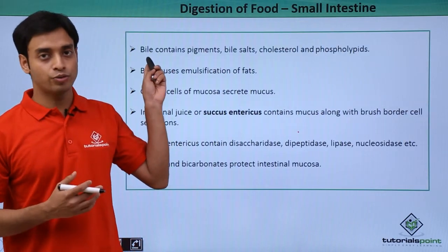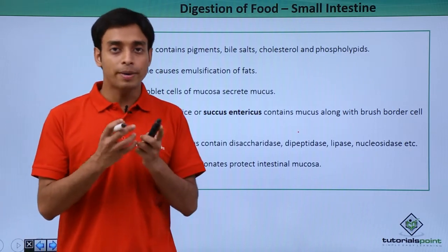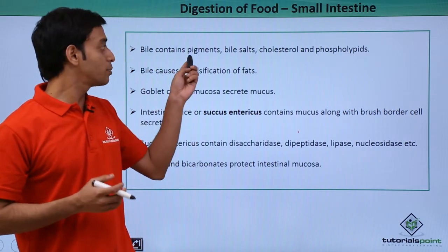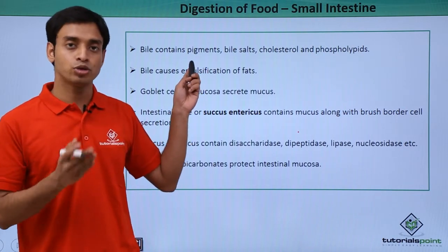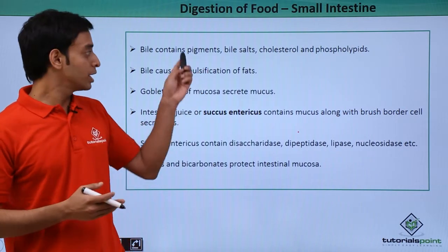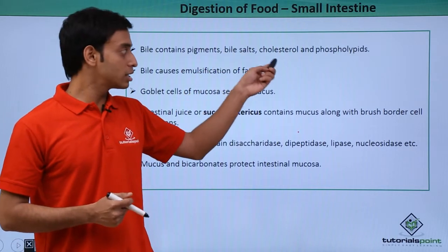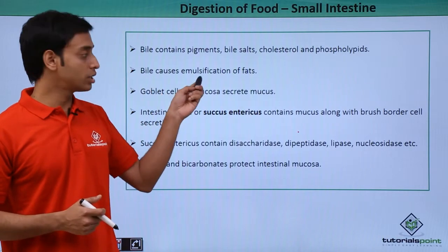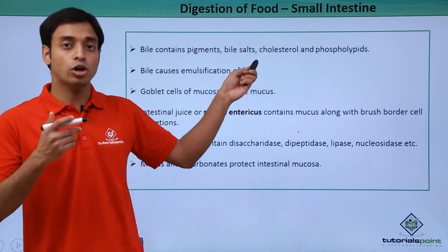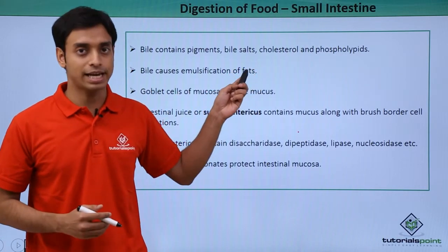Now the bile, which we are talking about coming from the hepatopancreatic duct, has pigments. What are the pigments? Mostly bilirubin and biliverdin. So these are the two pigments present in the bile. It also contains bile salts, cholesterol and also phospholipids. Bile actually causes the emulsification of the fats and it also activates the lipase enzymes.